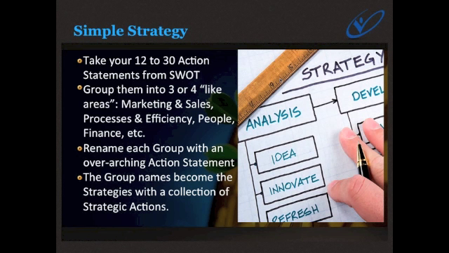Then rename each group with an overarching action statement, something like, to become the employer of best choice, or to strategically market our products, or something like that. The group name then becomes the strategies, and underneath it then you have a collection of strategic actions that you're going to take to put things into place.